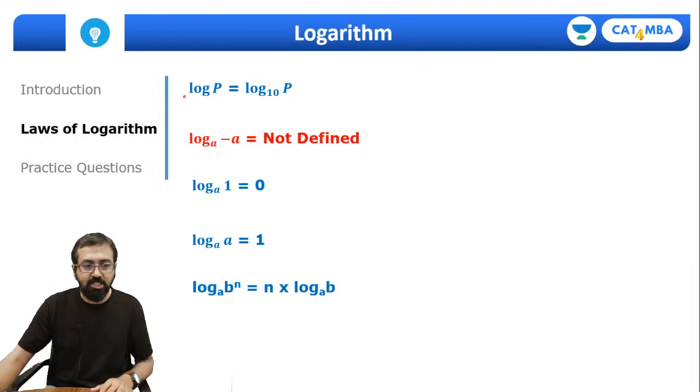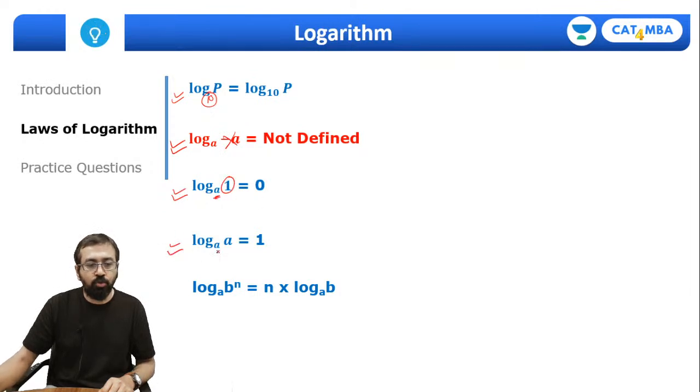Once again, we are talking about logarithm, and the first point says that if nothing is mentioned in the base, then you will assume that base as 10. That's the first rule. The second rule says that negative number log is not defined. The third rule, log of 1 with any base is 0. The fourth rule, log of a with the same base a, it's 1.